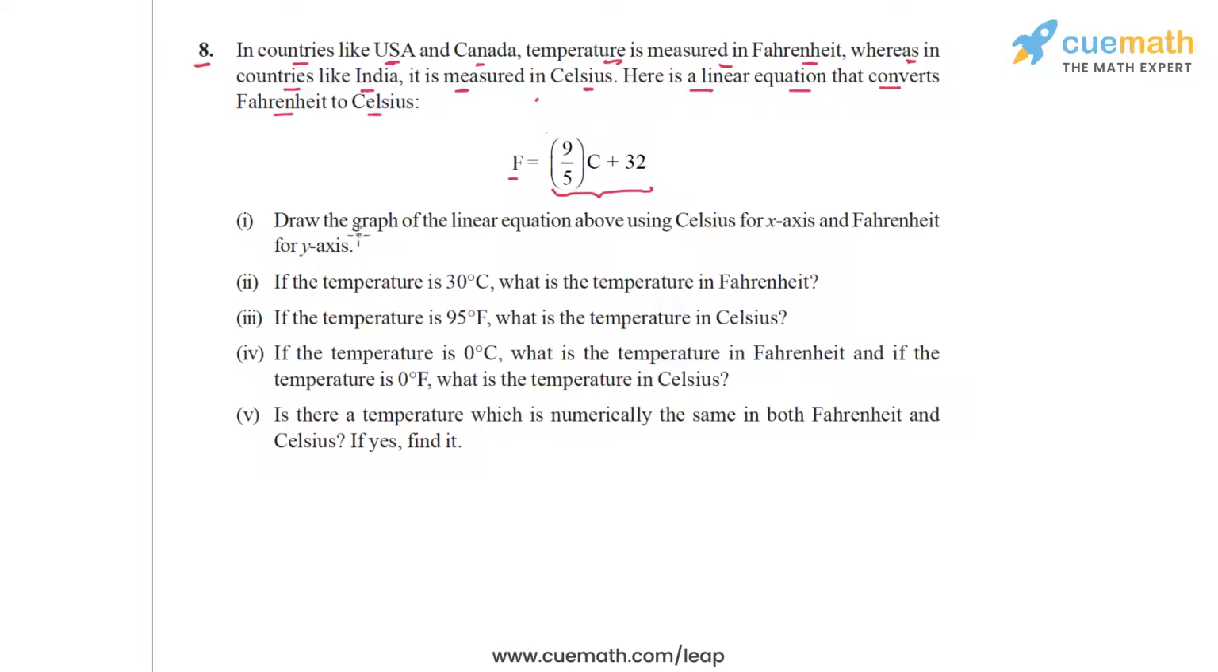The first question says, draw the graph of the linear equation above using Celsius for x-axis and Fahrenheit for y-axis. So let's first start by doing this part. The Fahrenheit Celsius equation is F is equal to 9 by 5 times C plus 32. Now to graph this equation, we will find two specific solutions by giving two specific values to, let's say, the variable C and finding the corresponding values of the variable F.